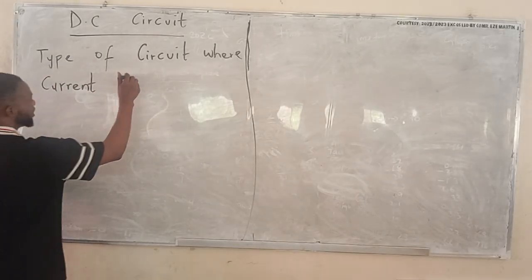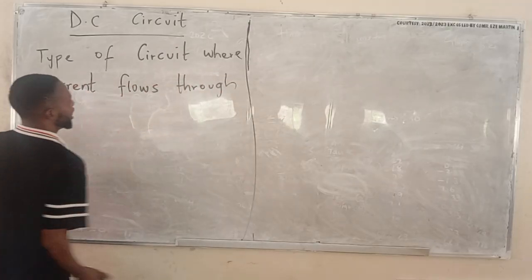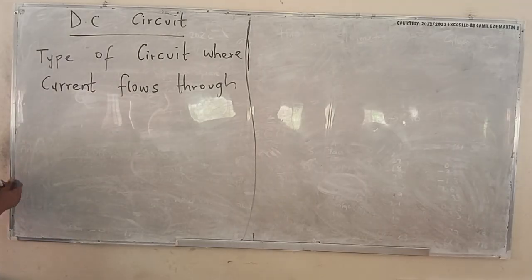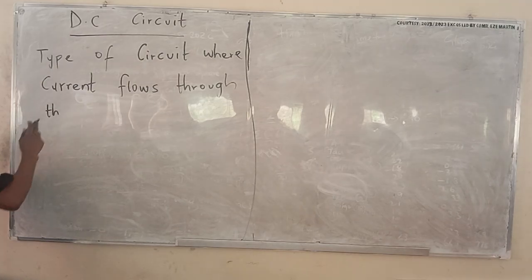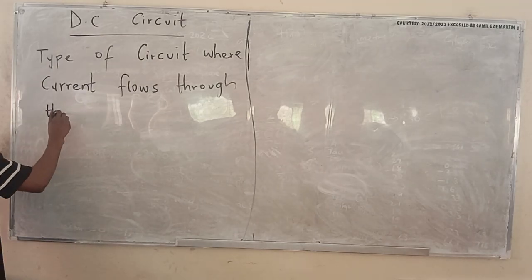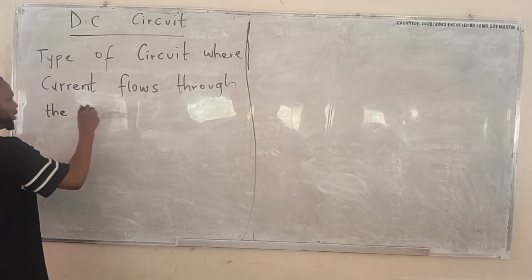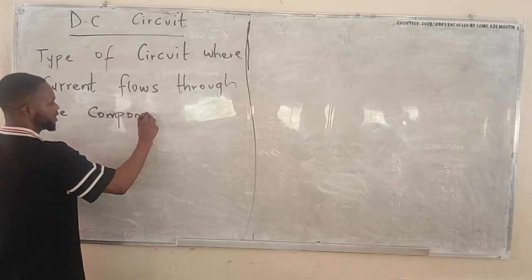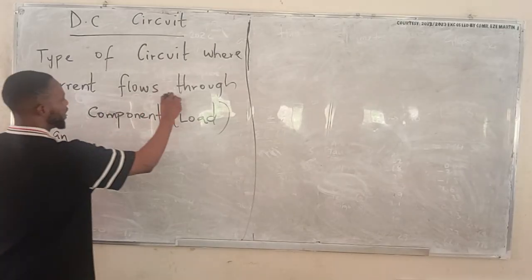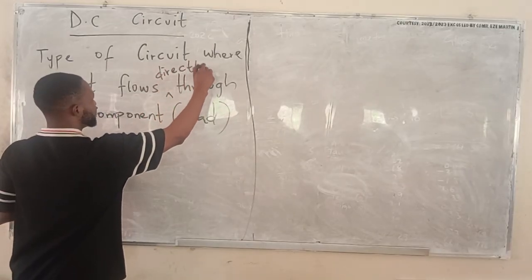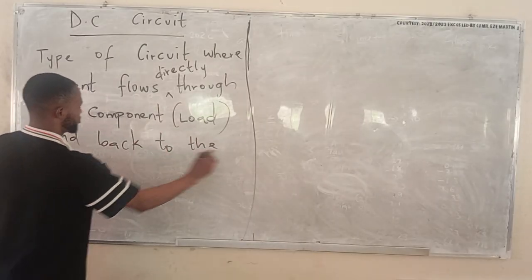Type of circuit where current flows through the circuit. Or should I say, let's call it component, flows through the component. If you write component, you say load. And so you can add directly and back to the source.